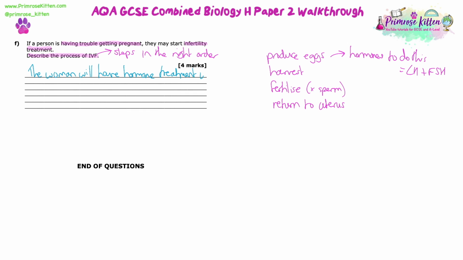An embryo, or fertilized embryo, is then placed back into the uterus to develop. So we've said all the things. We talked about the hormone treatment. We talked that that's going to produce eggs or stimulate egg maturation, so it's going to mature and release the eggs from the ovaries. We're going to collect the eggs, we're going to fertilize them with sperm, and then the fertilized embryo is going to be returned to the uterus to develop.